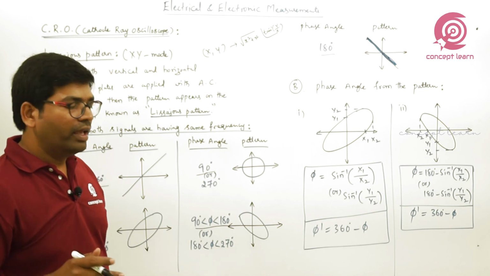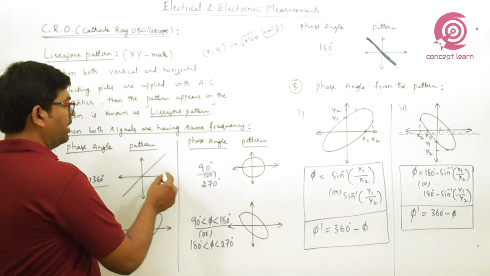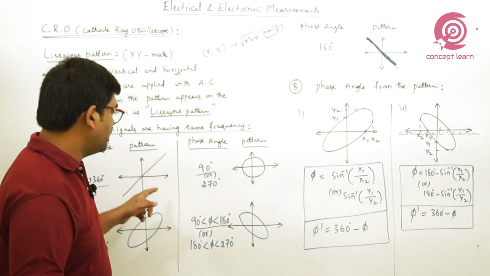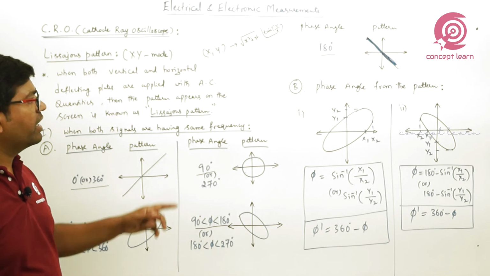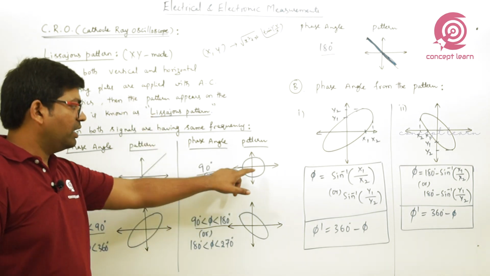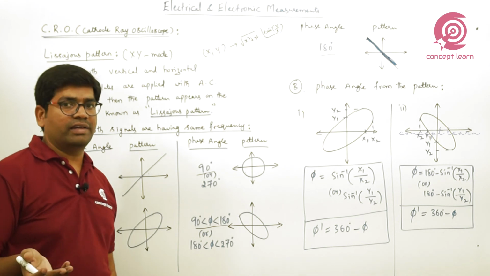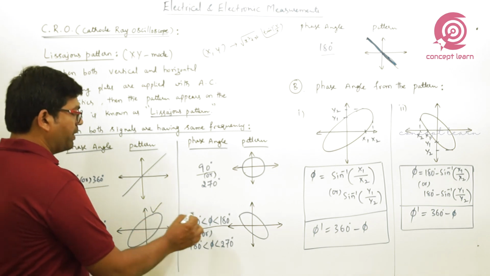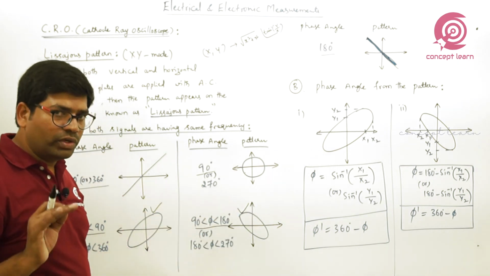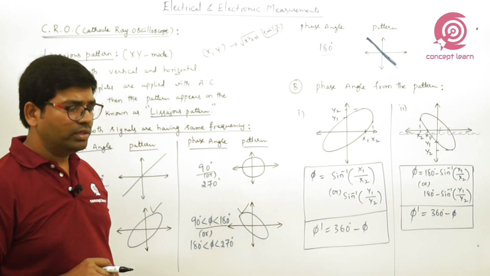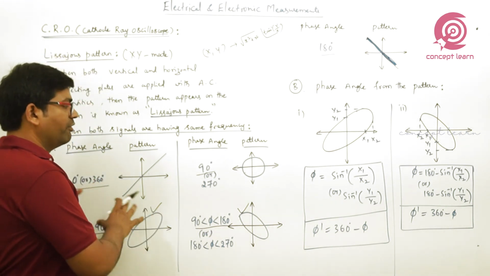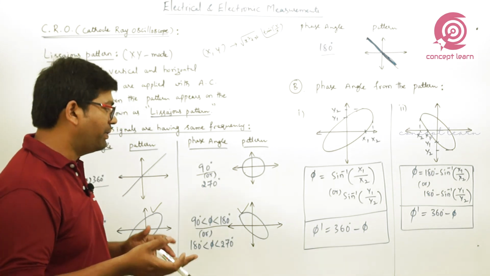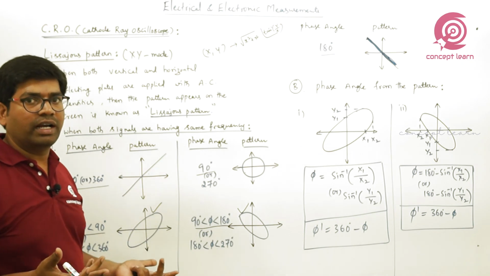Another point: especially if it is a straight line or circle, you can clearly notice the phase displacement. A straight line in the first and third quadrants means 0 or 360, and in the second and fourth means 180 degrees. If a circle is coming, it could be 90 degrees or 270 degrees. But the problem comes only for the ellipse patterns, when sometimes they give patterns. Understood? In the first case we noticed what the pattern will be for a given phase angle. Now, if they give the pattern, how do we identify the phase angle difference?